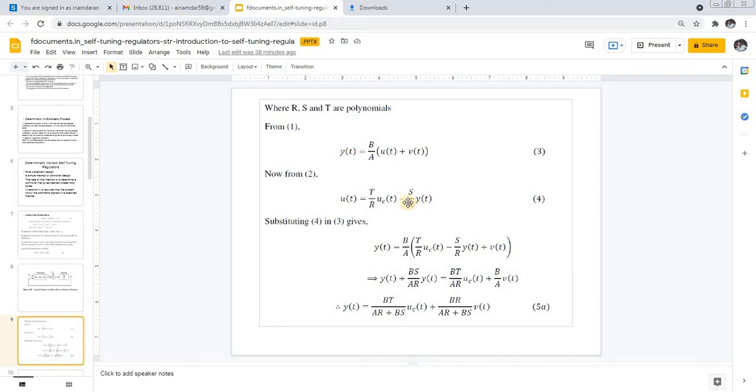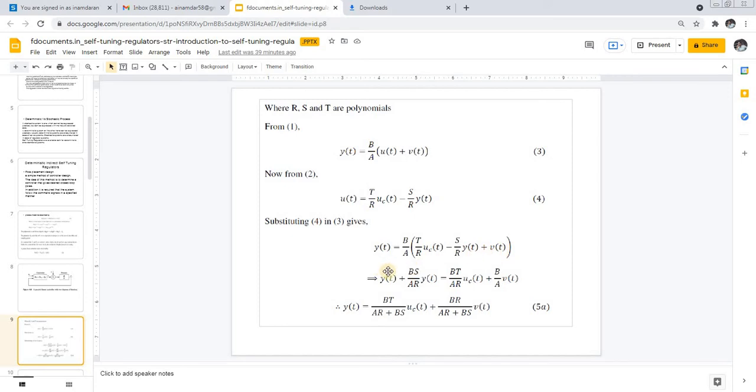As I said earlier, this is the control law. It represents a negative feedback with a transfer operator, and a feed forward with the transfer operator t by r, positive. So this shows it has 2 degrees of freedom. Now in the next step, substitute this value of u of t in equation number 3. Then we will get y of t equals b upon a, then u of t, this whole equation into it, plus the disturbance v of t.